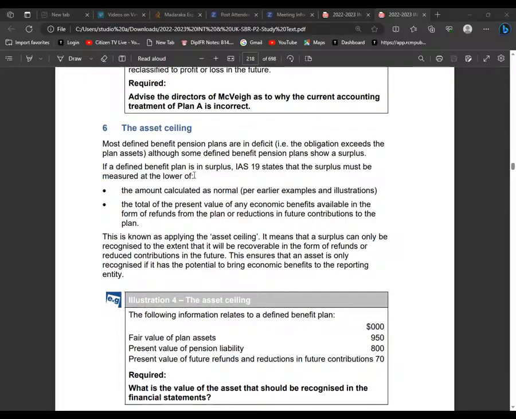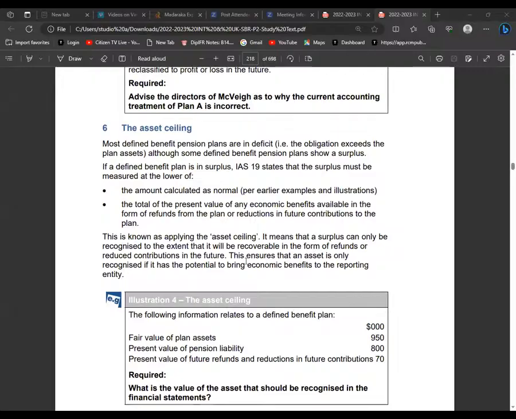If a defined benefit plan is in surplus, IAS 19 states that the surplus must be measured at the lower of the amount calculated as normal, and the total of the present value of any economic benefits available in the form of refunds from the plan or reductions in future contributions to the plan. This is known as applying the asset ceiling. It means that a surplus can only be recognized to the extent it will be recoverable in the form of refunds or reduced contributions.